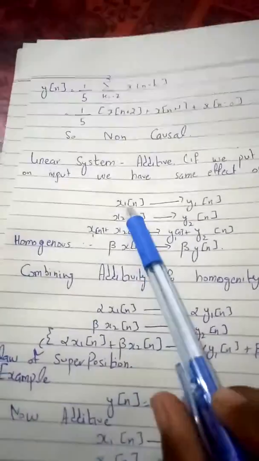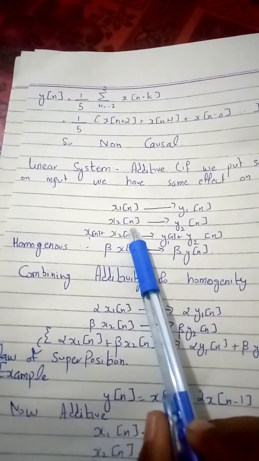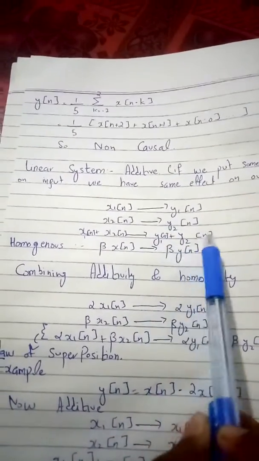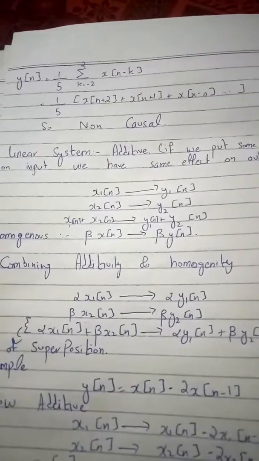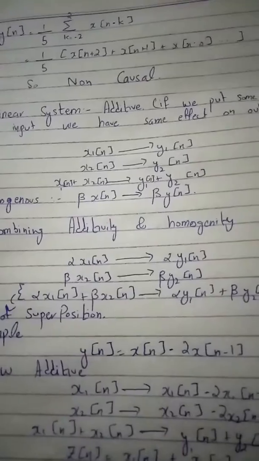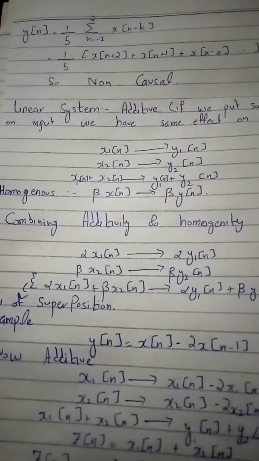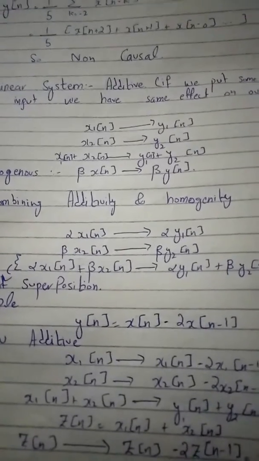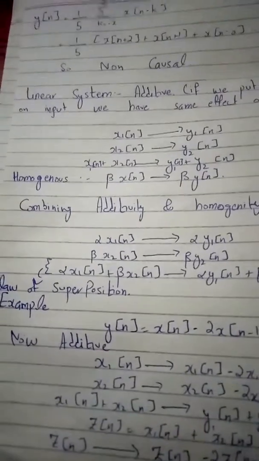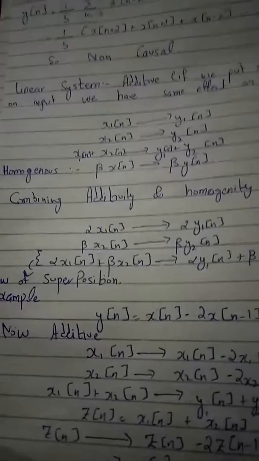Consider this example: x1 of n corresponding to y1 of n and x2 of n corresponding to y2 of n. If we add them, we have the same effect on the output. This is known as the additive property. The next property to be satisfied is homogeneity. What is homogeneity? If we multiply something on the input, we have the same thing multiplied on the output, and there is no difference between the input and output. It is known as homogeneity, and we have to prove both of these to show that a system is a linear system. Now consider an example.